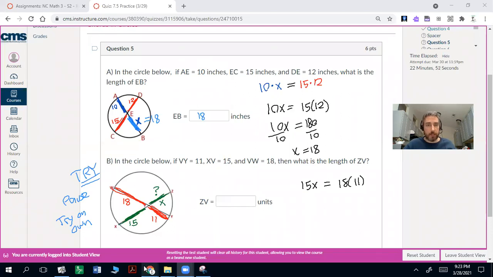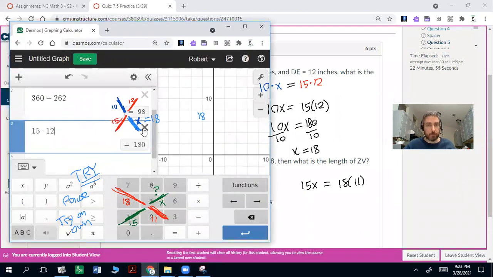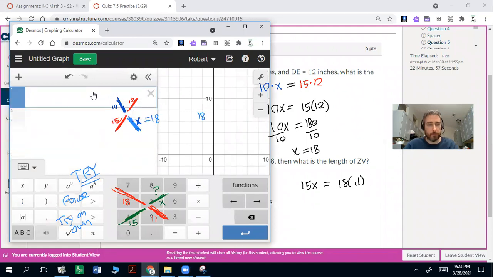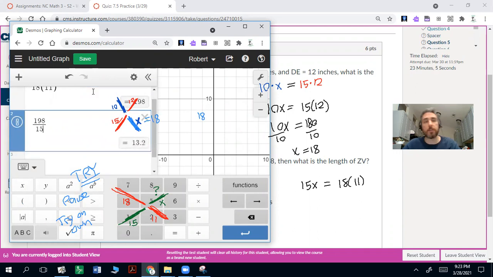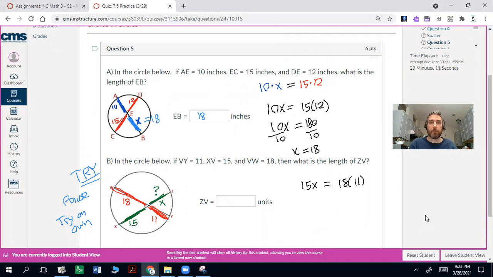What is 18 times 11? Let's check. That's 198, and then I'm going to have to divide by 15. So 198 divided by 15 is 13.2. Sometimes you get decimals. So ZV is 13.2, and there were no units on there, so we'll just say units long. It could be inches, centimeters, whatever.